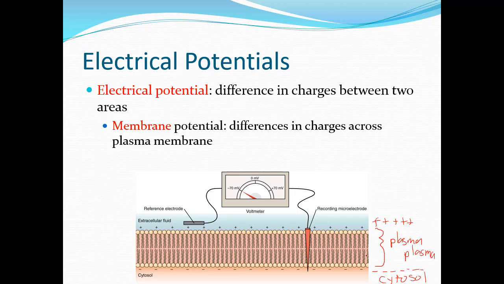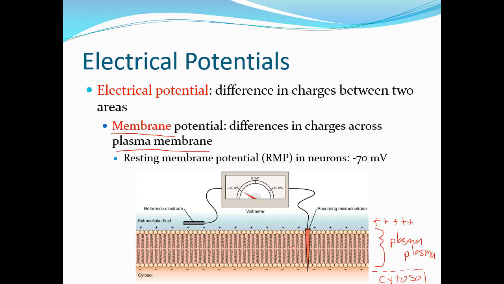But this electrical potential is showing you that there is a positive charge on the outside of the cell and a negative charge on the inside of the cell. And when we talk about specific electrical potential, this membrane potential, this is that electrical potential across the plasma membrane itself. So this is an example of electrical potential, but it's specifically talking about around the plasma membrane, which I kind of drew on this picture here.